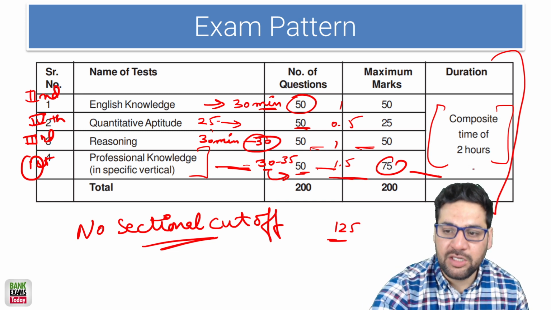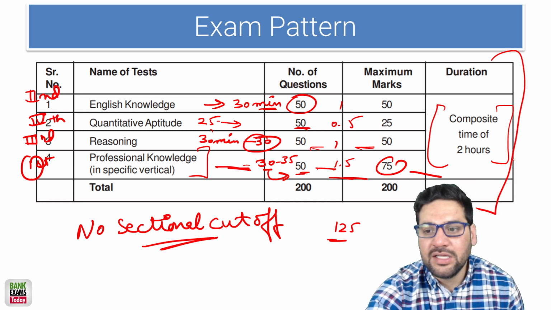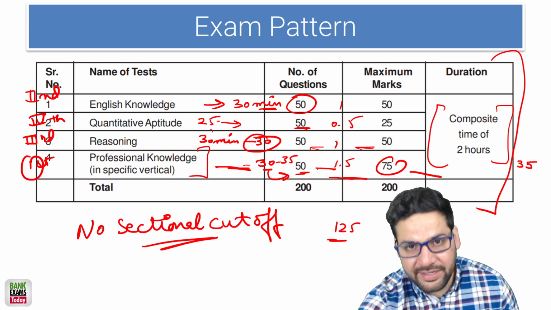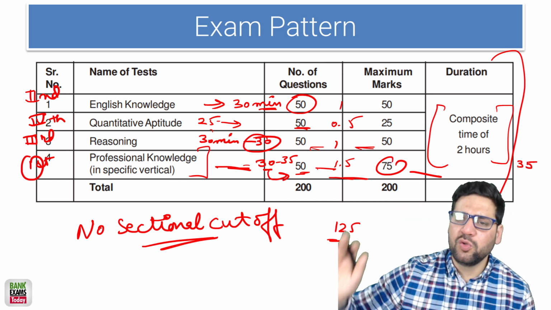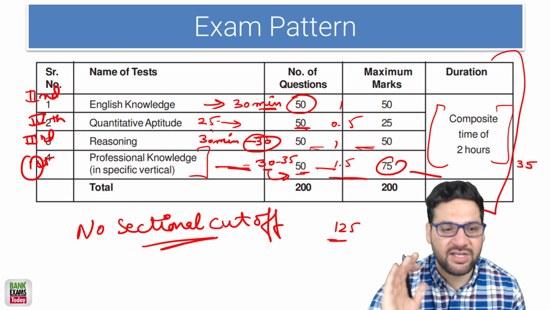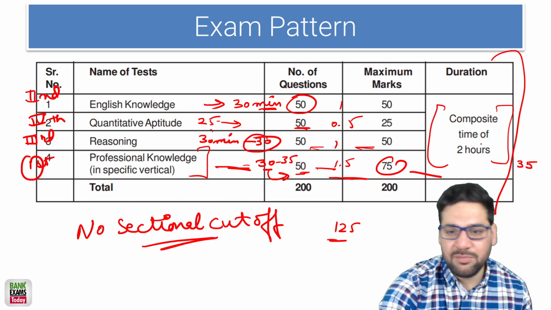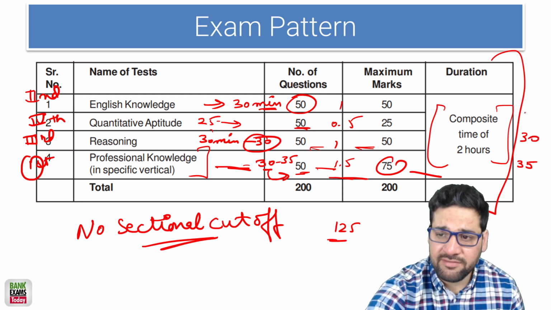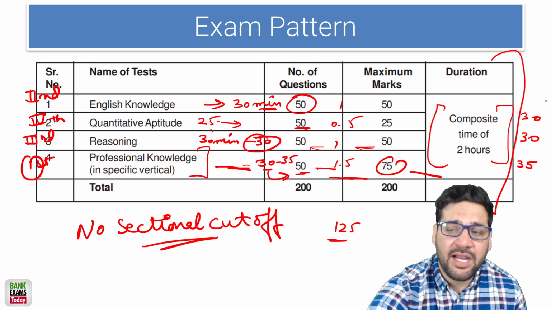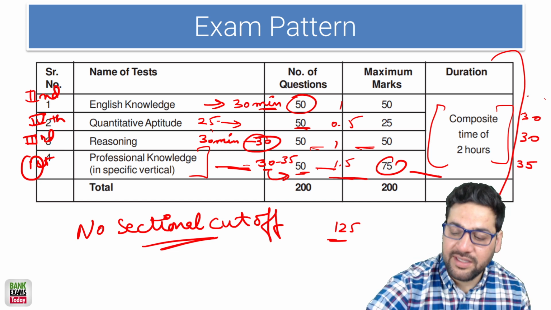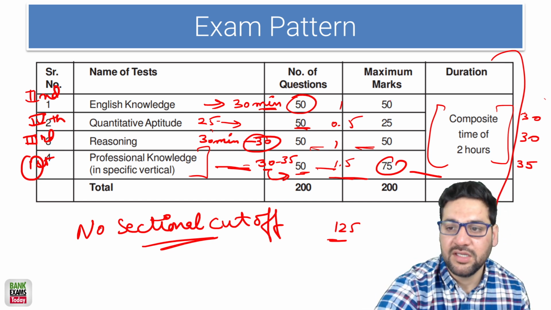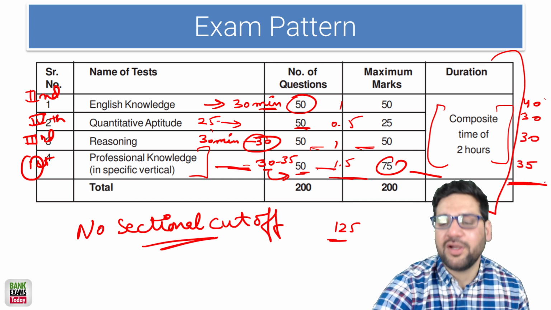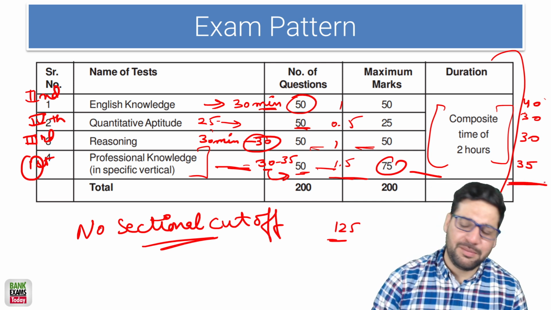In professional knowledge, if the paper is easy, you can attempt 35 questions. Ideal is 35. If the paper is too easy, 40 plus, but 35 is an ideal attempt. In the reasoning ability, in 30 minutes, you can attempt 30 questions. Quantitative aptitude, 30 questions again. And English knowledge, if you are really good at English, you can attempt 40 questions, 35 to 40 easily. That is an ideal attempt according to me.